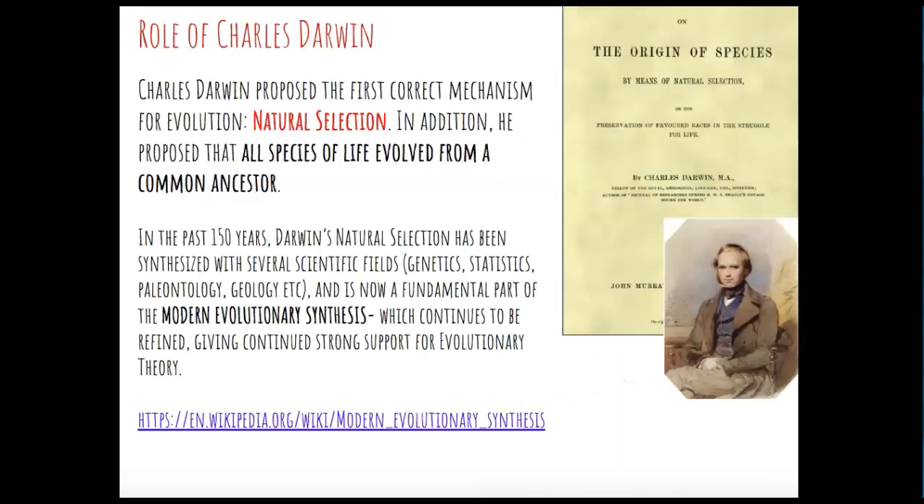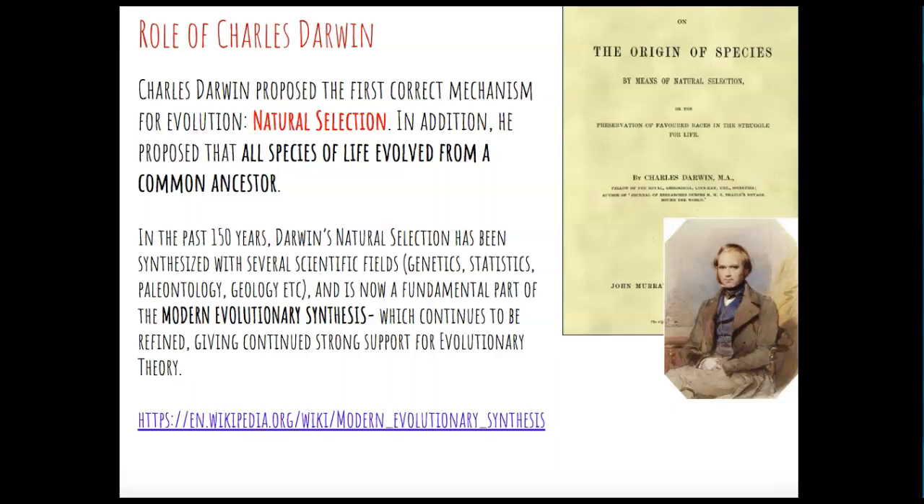So when we talk about evolution, the thing that most people say immediately and first would be that Charles Darwin is an important part of evolution and natural selection. And you are correct in that. Charles Darwin did propose the first correct mechanism for evolution, which is natural selection. There were other people who had proposed mechanisms for evolution that turned out to be inaccurate, and Darwin was the first one to correctly describe natural selection. In addition, he proposed that all species of life evolved from one common ancestor.